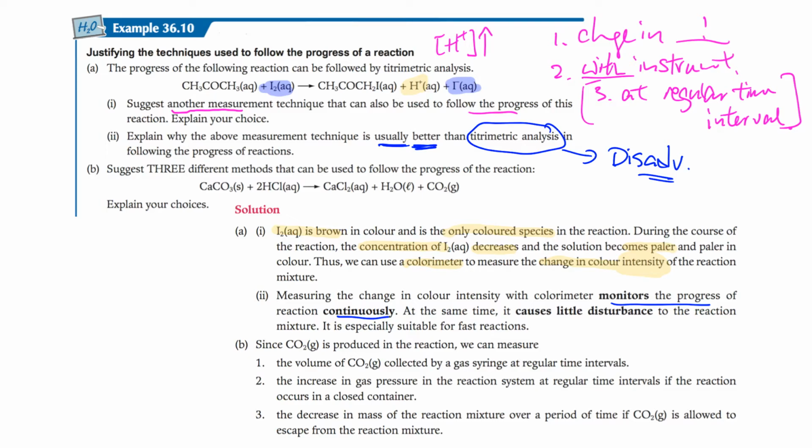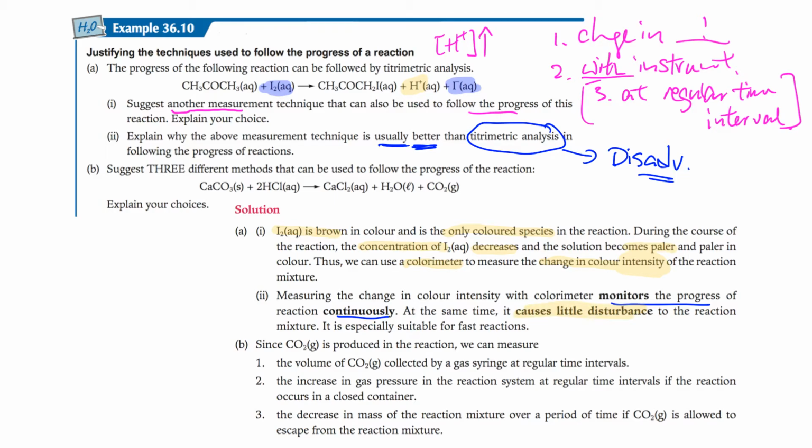They will keep on telling you the change in that absorbance. Other than that, we didn't cause any disturbance to the reaction mixture in this case. We mix the reactants, put them into the cells, and put them into the colorimeter. That's it. So we are causing little disturbance. It doesn't work like the titrimetric analysis.